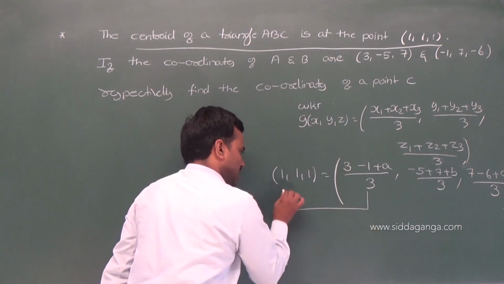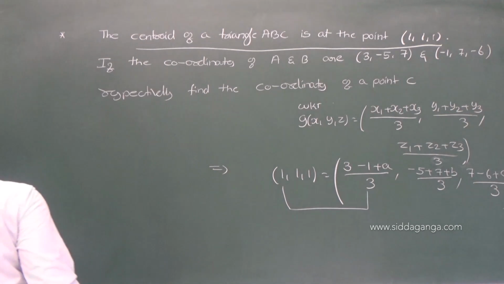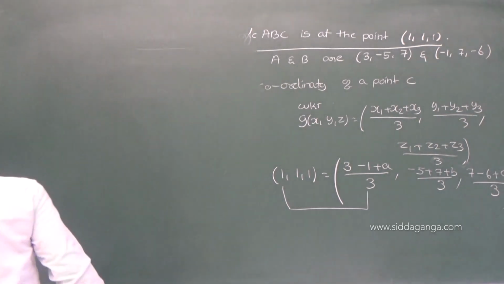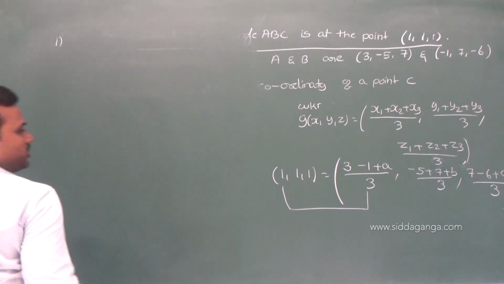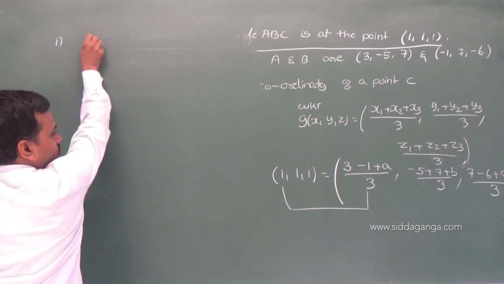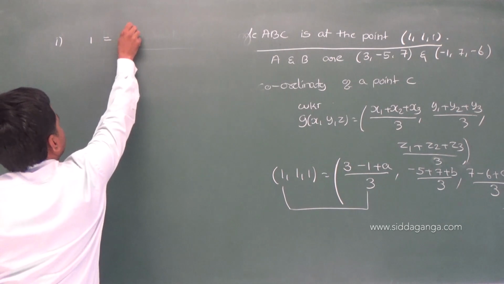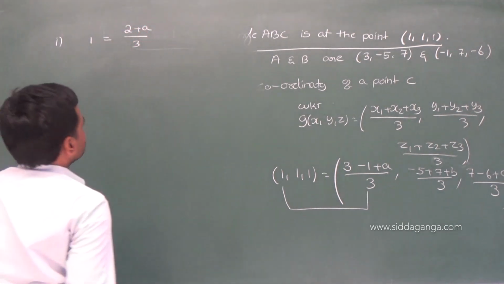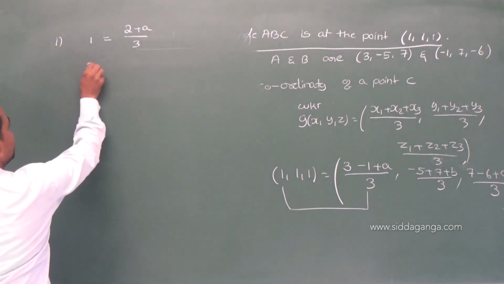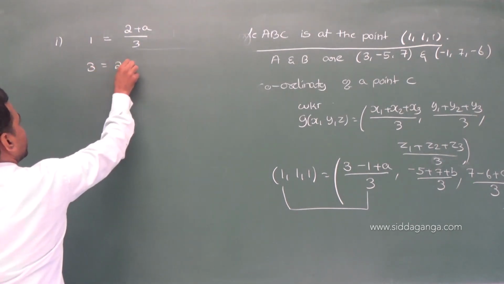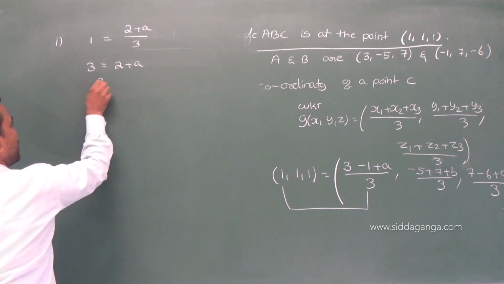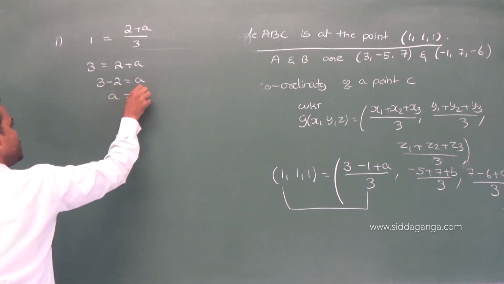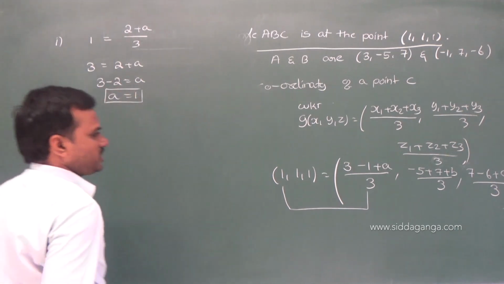Equating the x coordinate first: 1 is equal to 3 minus 1, which is 2, plus a, divided by 3. On cross multiplying, 3 is equal to 2 plus a. 3 minus 2 is equal to a. What is the value of a? a is 1. We got a.